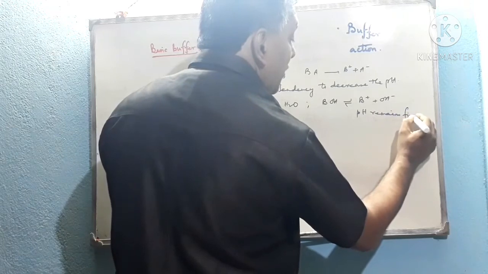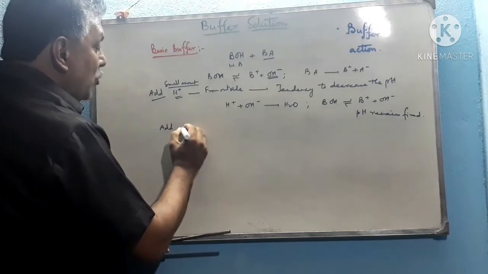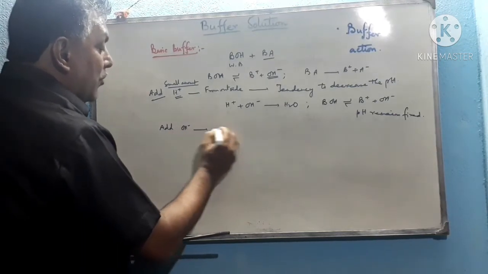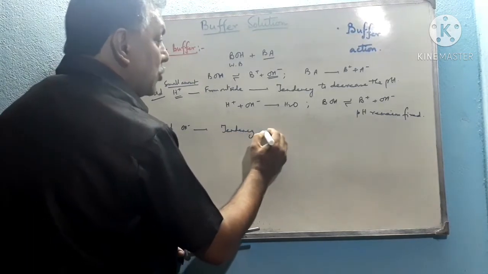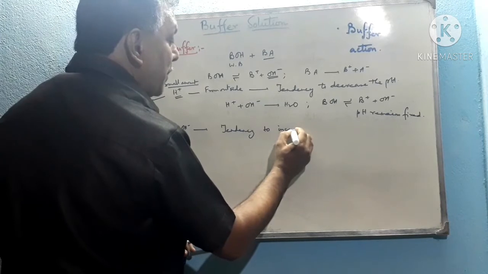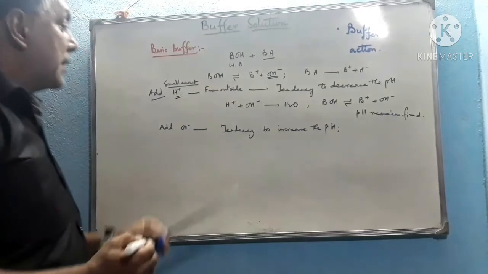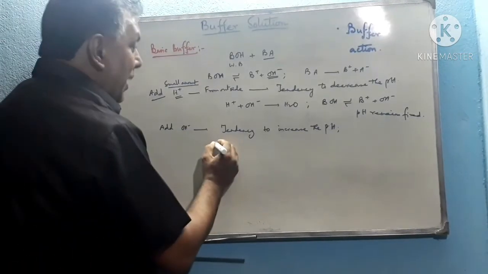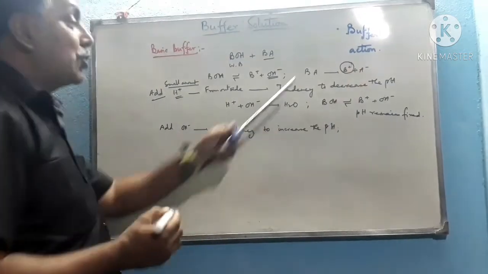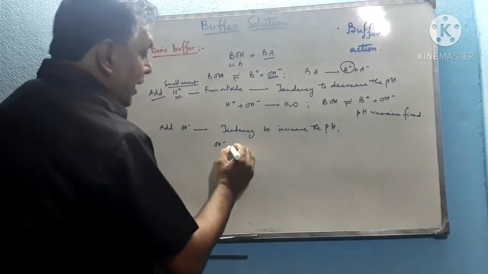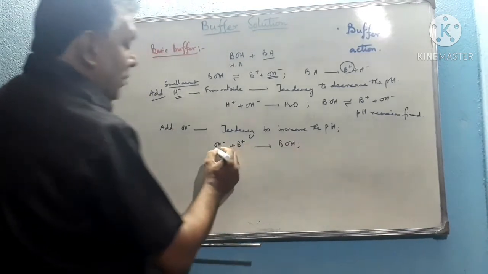Again, if we add a small amount of OH minus from outside, it has a tendency to increase the pH of the solution. How does it resist the change in pH? See this OH minus combines with the B plus, which comes from the strong electrolyte BA. So this OH minus combines with B plus of the strong electrolyte to form BOH. Thus this OH minus gets removed.